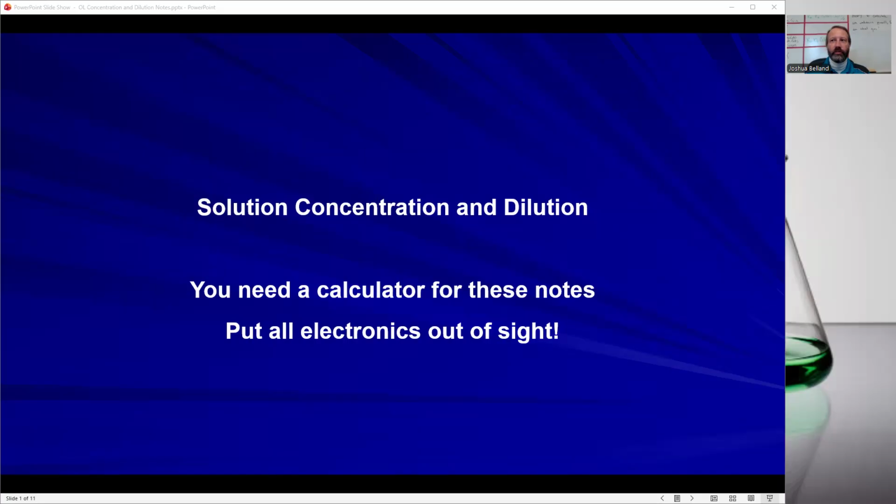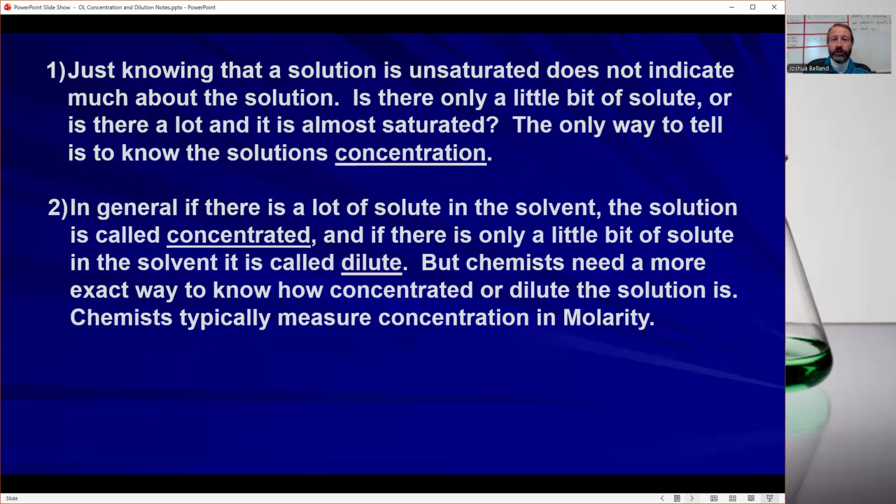We're going to take a look at ways to express concentration and then use that to calculate dilution for our solutions. All right, so let's talk in general. Concentration is how much solute you have in the solvent. If there's just a little bit of solute, we sometimes say it's dilute, but that's still a relative concentration. If there's a lot of solute in the solvent, we say it's concentrated, but again, those are relative terms we use.